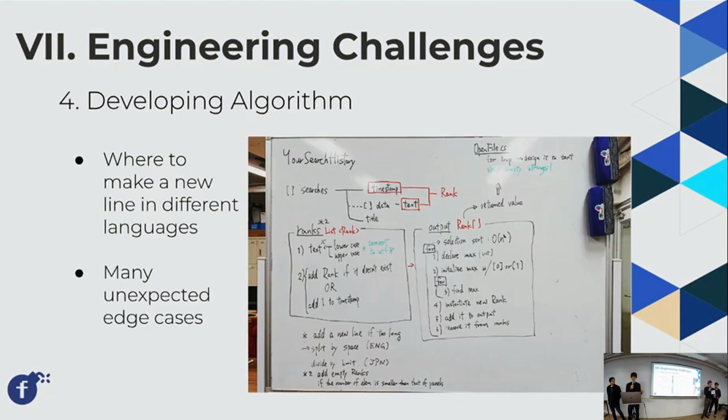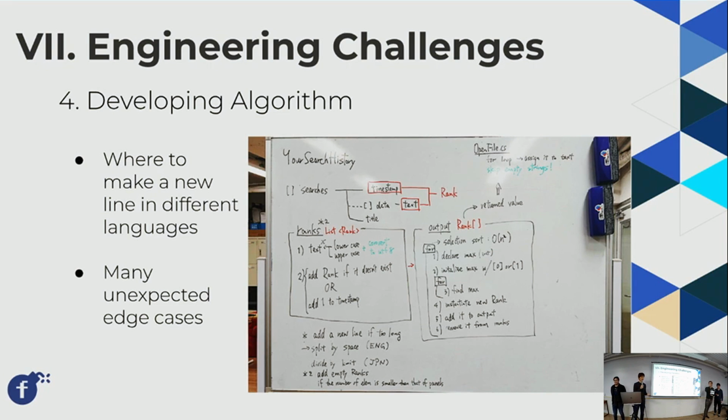So there's another challenge. It was about the algorithm. When we had to develop the algorithm, we had to really understand what the data structure would be like and also how C# works with that. Because we've been studying JavaScript, C# is a new language and we had to really understand how it works. And also, English has a space between the words, but Japanese doesn't. So when you have to make a new line, you have to think about a different solution for each language, basically, mainly for English and Japanese.